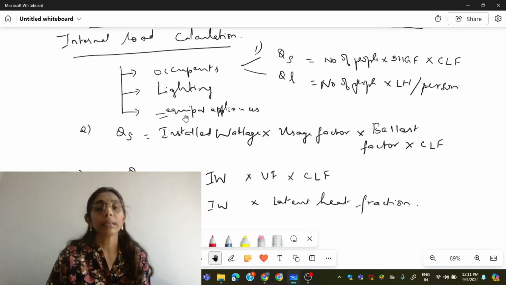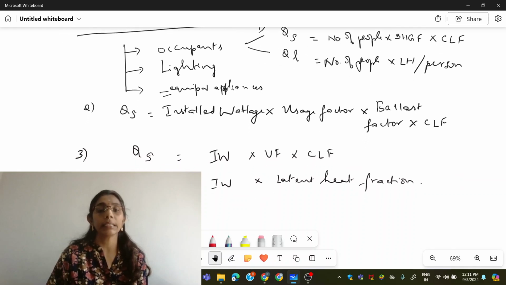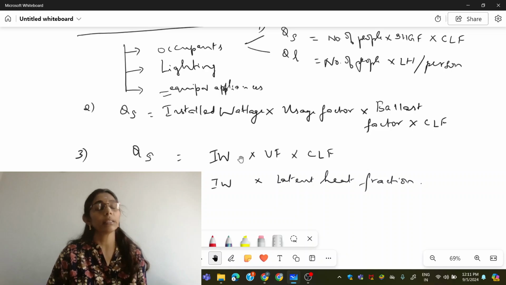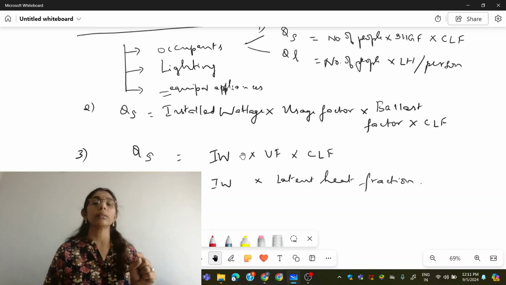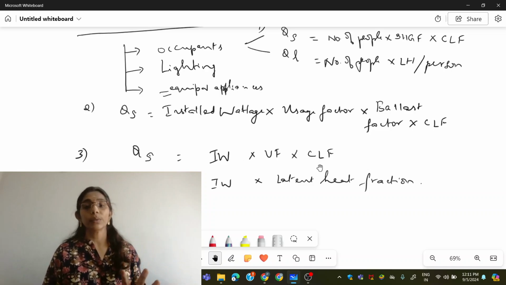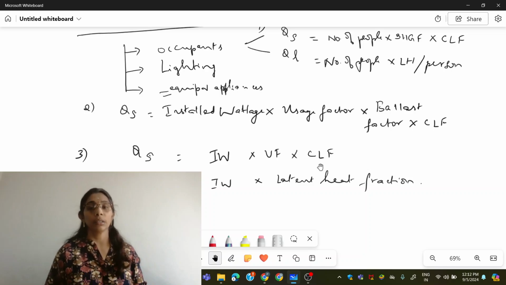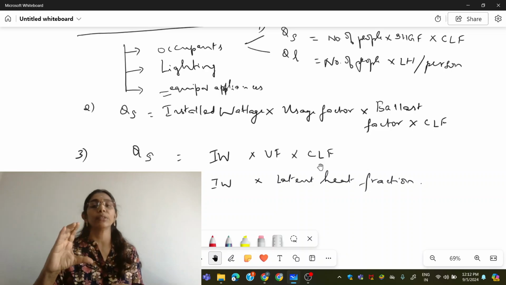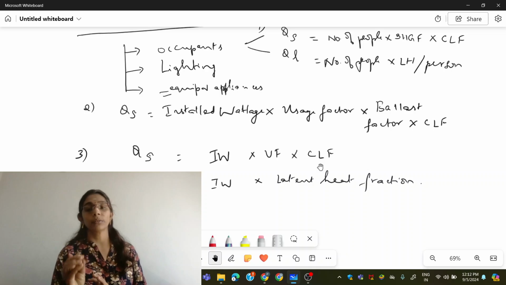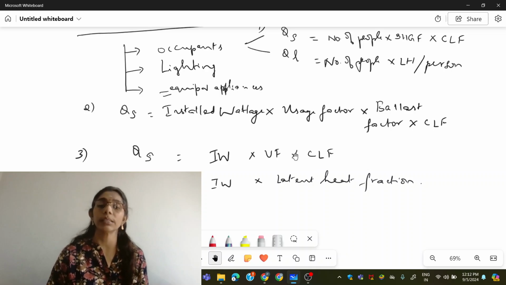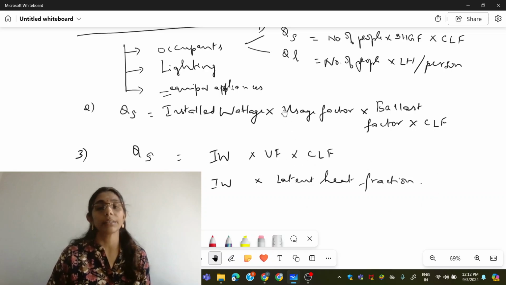When it comes to equipments and appliances, we have sensible heat and latent heat. For all the appliances, you will take the individual wattage for that appliance. Say if it is air conditioning, then what is the wattage for the air conditioning? And what is the usage factor? Say you're calculating the heating load only for the daytime, for the 8 hours. For that 8 hours, was the washing machine running all the time or only for 2 hours? In such case, you will consider the usage factor. Then you have the cooling load factor. Likewise, for latent heat of the same appliances, you will consider the latent heat fraction.